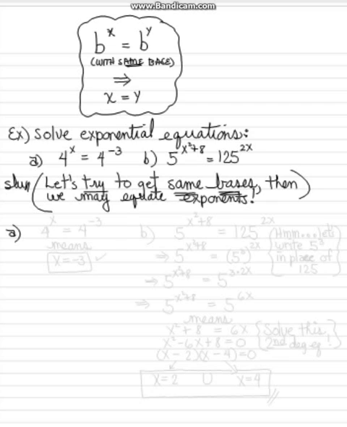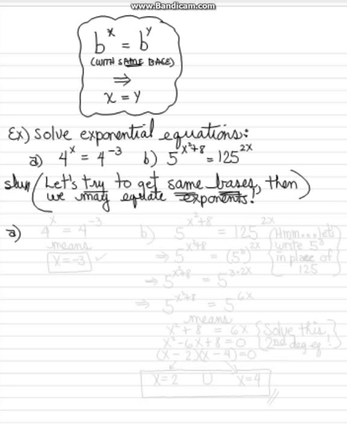And that makes it possible to solve equations. So for an example, we're going to solve the exponential equations. Part A is base 4 raised to the x power equals base 4 raised to the negative 3 power. And part B, base 5 raised to the x squared plus 8 power equals base 125 raised to the 2x power. Okay, so for our solution, we're going to try to get the same bases on both sides of the equal sign. Then we can use the rule that we have in the cloud at the top of this video, and we may equate the exponents.